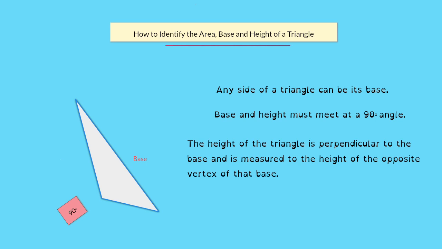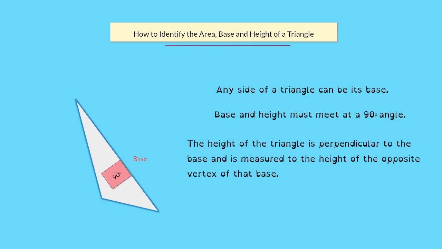Okay, and so I'm going to take my 90-degree angle. And again, if you need to do this at home, you can use an index card or anything with a 90-degree angle that lines up with your base. Here's my base on this side, and there's my 90-degree angle. All right. Now, the last thing I need to know: the height of the triangle is perpendicular to the base and is measured to the height of the opposite vertex.